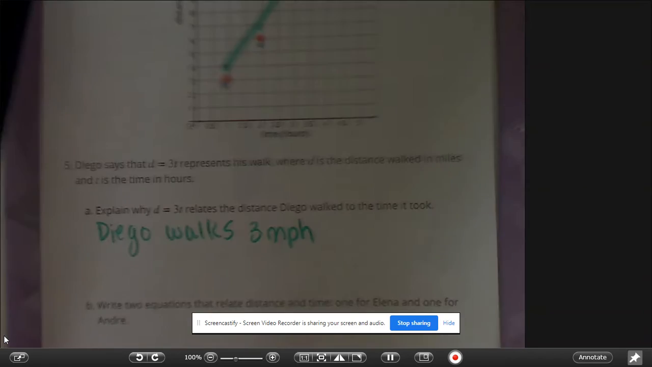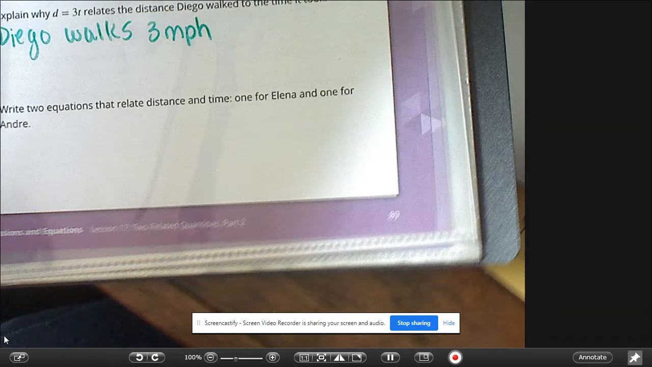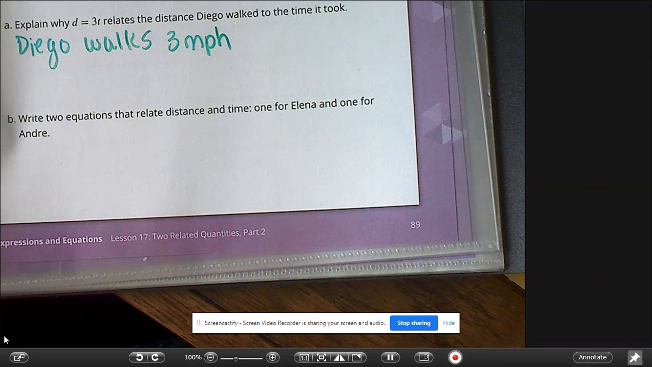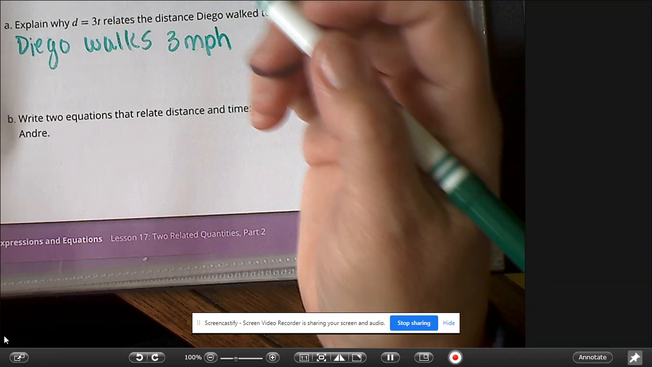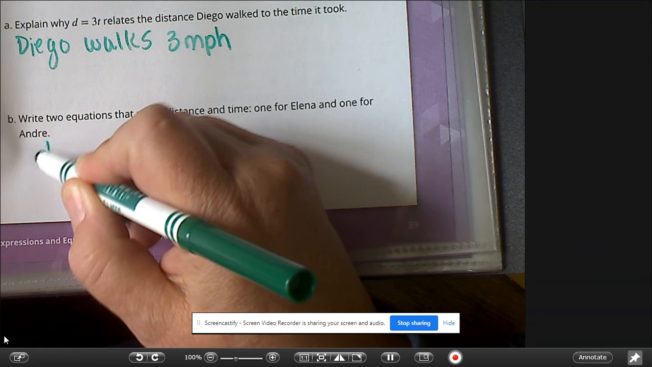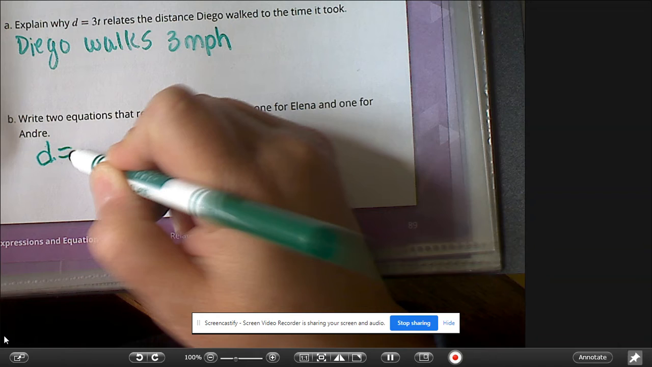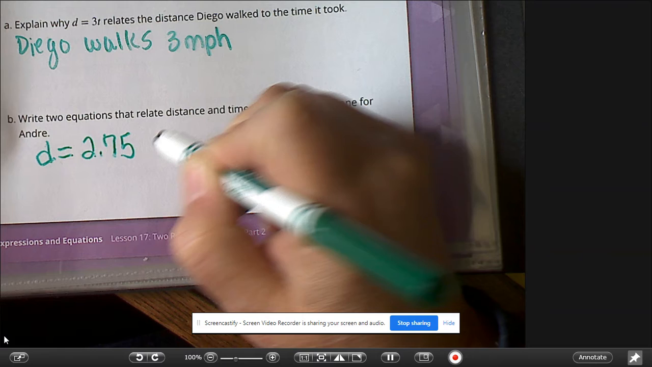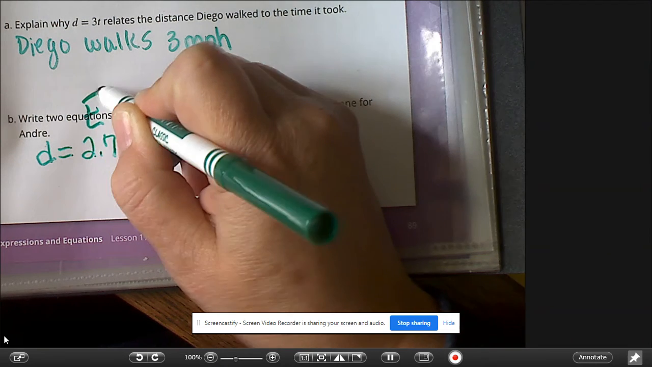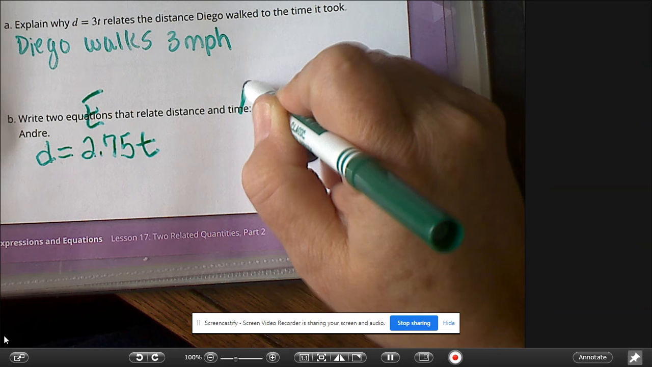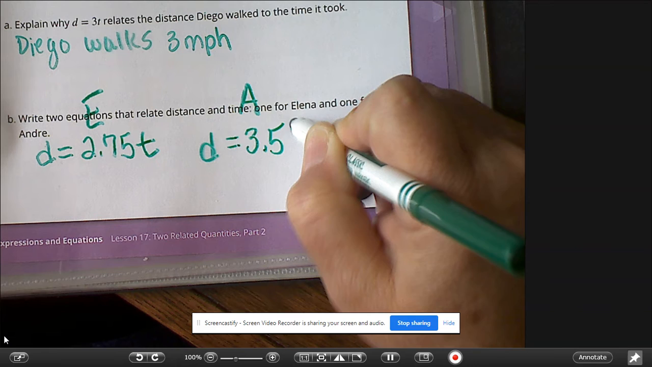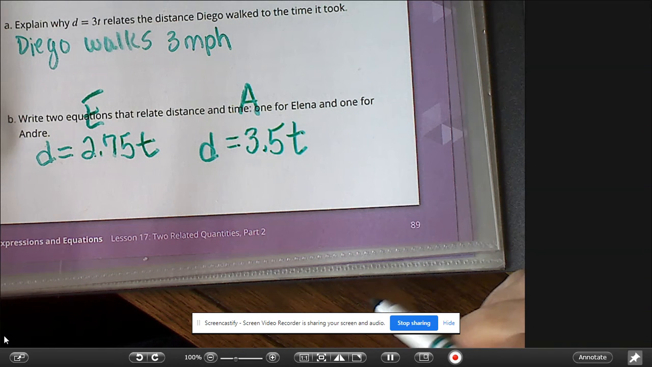All right, in B, it says, write two equations that relate distance and time, one for Elena and one for Andre. So distance is equal to 2.75 times the time for Elena, and for Andre, the distance equals 3.5 times the time to get the distance.